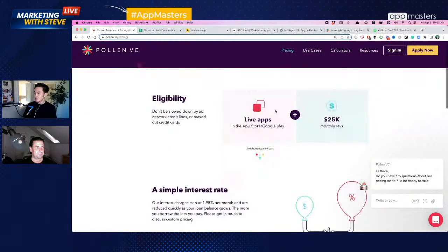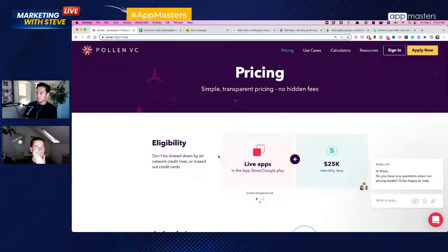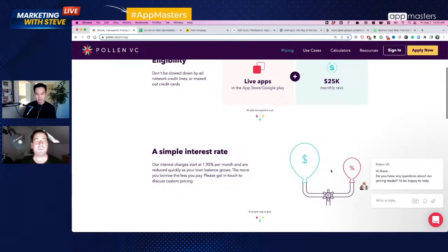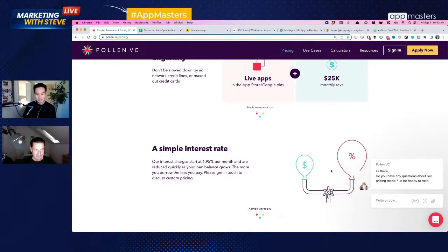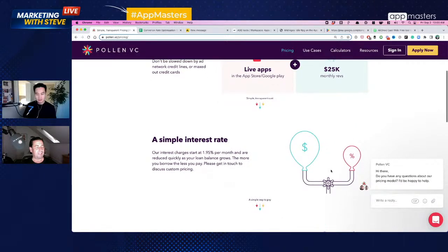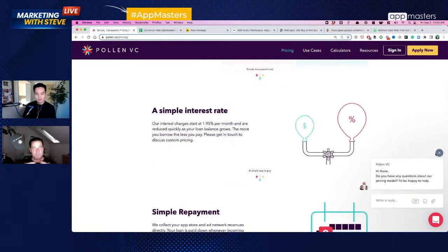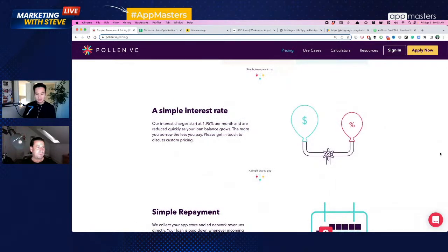All right, so here I just want to cover some of the pricing and eligibility to work with Pollen. So it looks like 25,000, right, Martin? Monthly revenues. Yeah, we look for a minimum threshold of about 25K a month. The most important thing is basically you've got a need for the capital, right? So if you come and say, oh, I'm about to go out of business, I need to draw a month's revenue, that's not going to work.